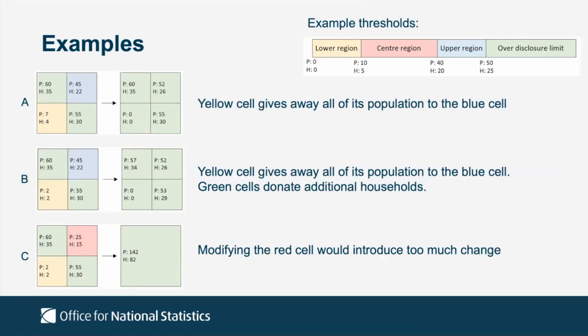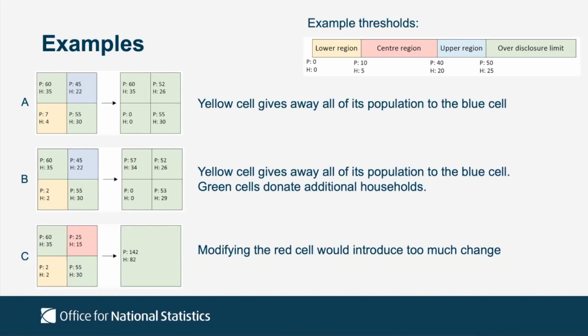the yellow cells, example A. So this is based on thresholds. Between a population of 0 and 10 and households of 0 and 5 is the lower region. So if a cell hits that size, in example A, the bottom left-hand corner, those numbers are both below the threshold. And there's also a cell on the top right, the blue color, that's slightly below the threshold of 50 people and 25 households.